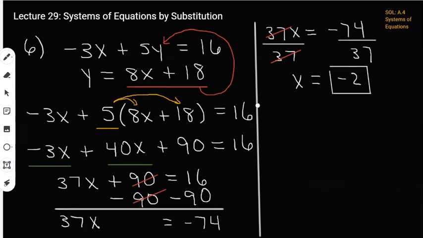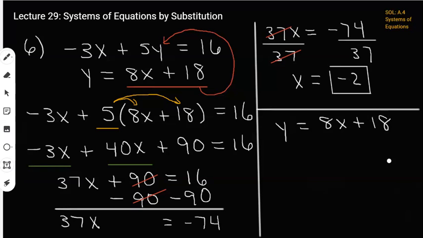Okay, so now I need to find y. Finding y is pretty easy. I just need to plug it back into one of these equations, doesn't matter which. So I'm going to use the bottom one. All right, so I know that x is negative 2. So I'm just going to replace this x right here with negative 2. And put it in parentheses, whether it's positive or negative.